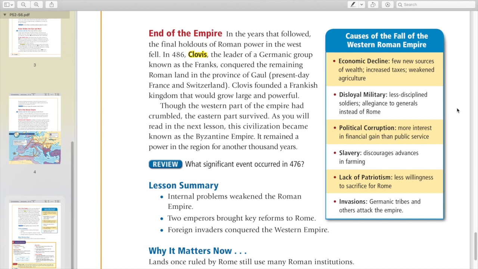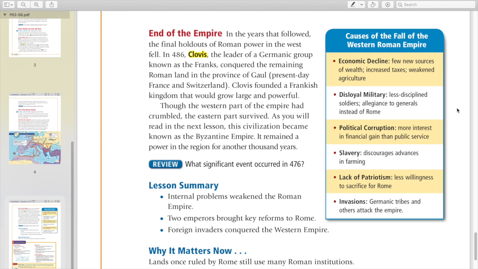Lesson summary. Internal problems weakened the Roman Empire. Two emperors brought key reforms to Rome. Foreign invaders conquered the Western Empire. Why it matters now. Lands once ruled by Rome still use many Roman institutions.